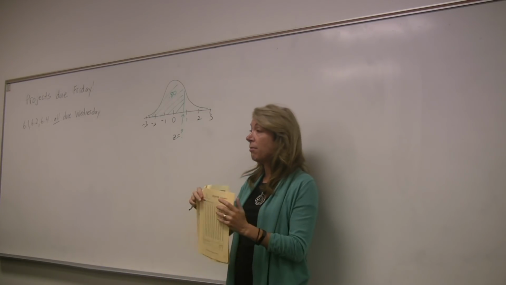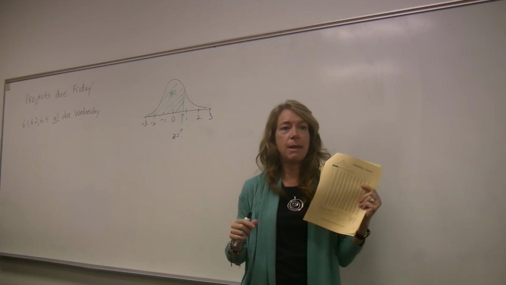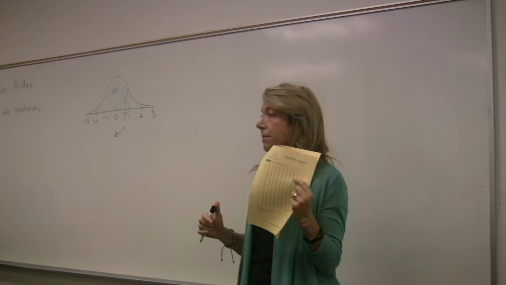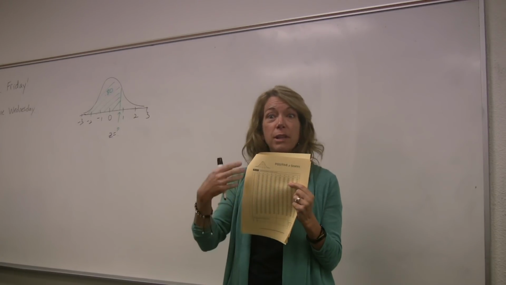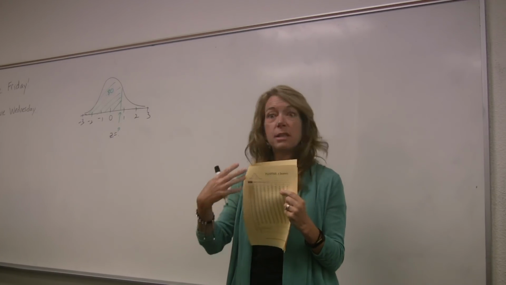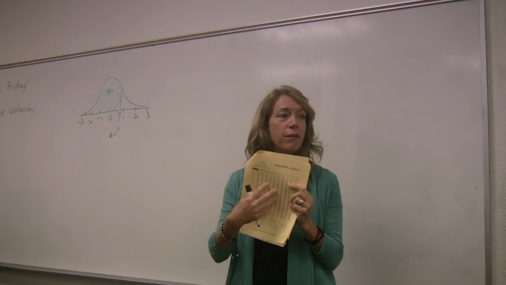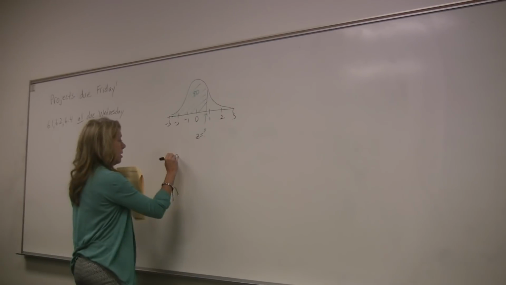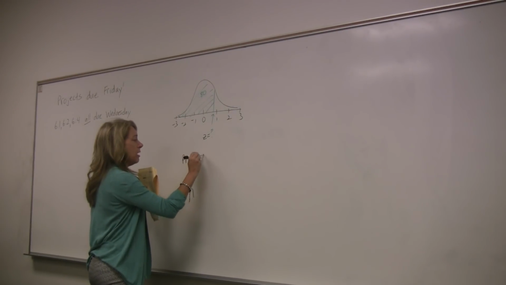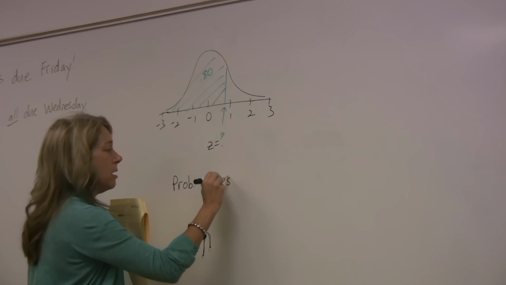And we know the probability. Where are the probabilities on this table? In the middle. The middle are the probabilities. What's on the edges? The z-scores. So we're looking in the middle for the probability closest to 0.80.